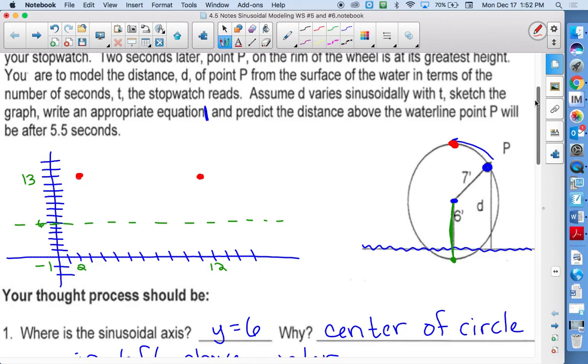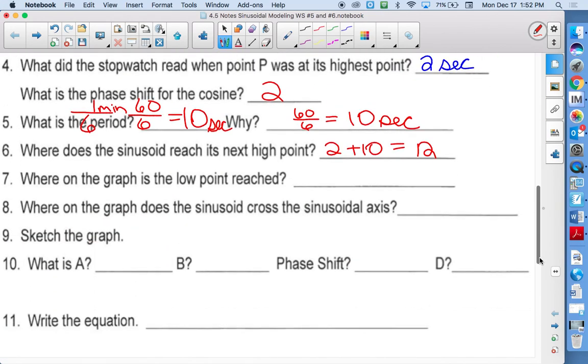What was this, the point between 2 and 12? Yeah, so you're looking for the point in between 2 and 12. If you add them together, you want to find the middle of 2 and 12. So 2 plus 12 is 14. Half of 14 is 7. So at 7, we're at the lowest point, which I'm going to actually move my 7 down. So that point is at an x value of 7. It's halfway in between. So 5 seconds to get to 7, 5 more seconds to get to 12. And then question 8 says, when does it touch the sinusoidal axis?